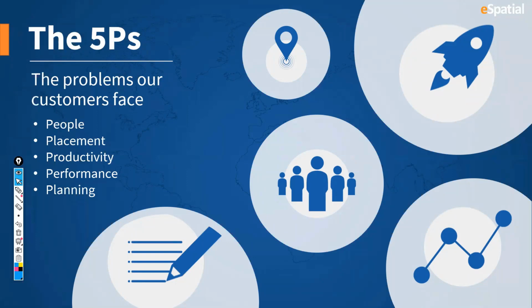If you look at people, for example, do I have enough salespeople to cover my network? An example for placement would be, out of the salespeople that I have, are they in the best locations? Productivity could be, for example, how do my salespeople increase their sales calls? Performance would be, how can my team visit the highest value accounts? And planning helps you come up with your territory planning, planning for the future, planning for staff change, etc.